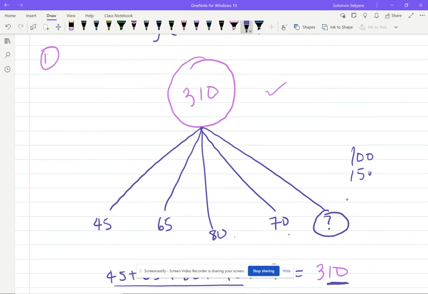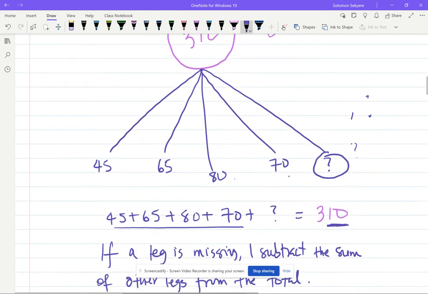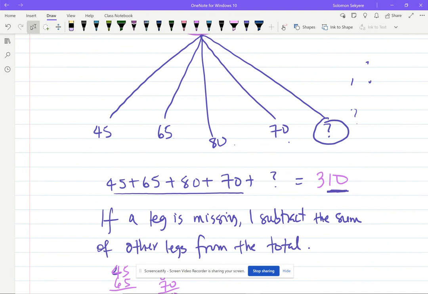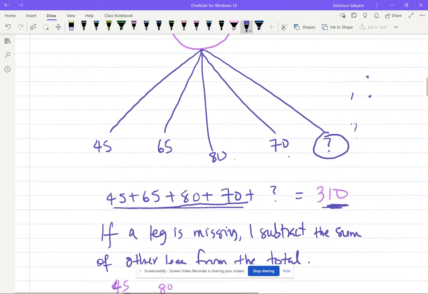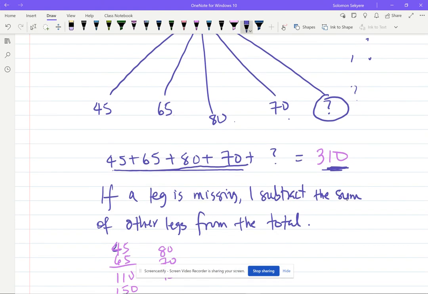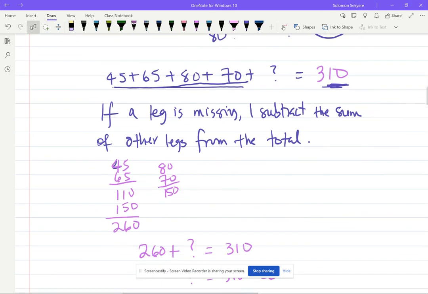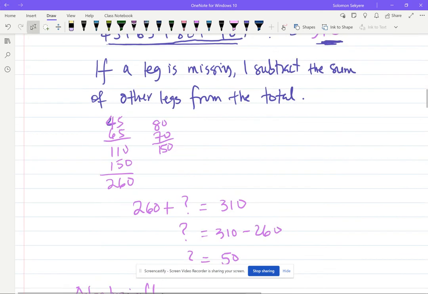Okay, when we have a sum, and I say the sum is 310, these are the legs. When a leg is missing, I'm going to subtract the sum of the other legs from the total, from the head, right? If a leg is missing, we are going to subtract the sum of the rest from this.